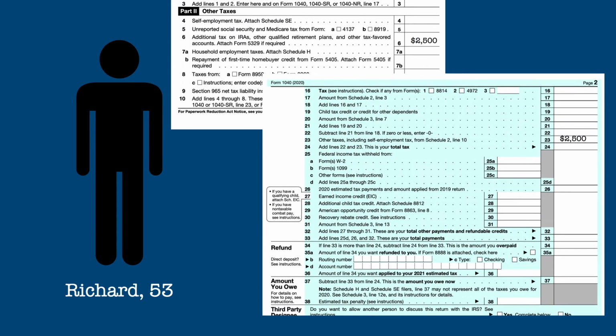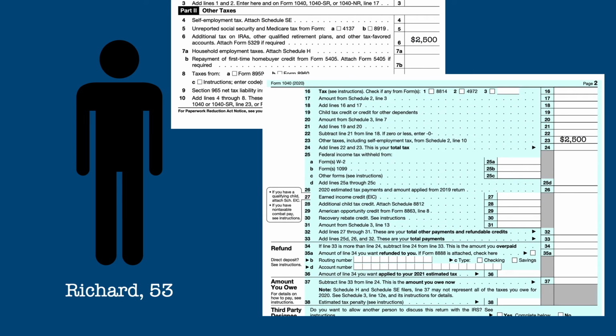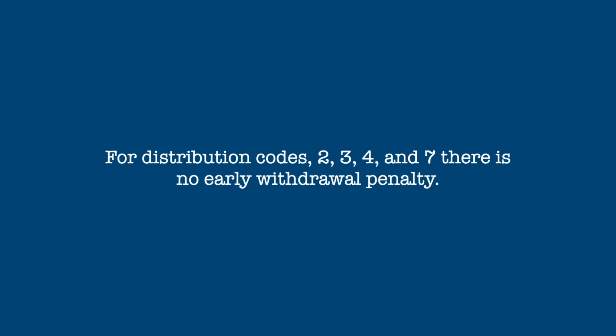The penalty is entered on line 6 of Schedule 2, which is then carried to line 17 on page 2 of Form 1040. If the distribution code on the 1099-R is 2, 3, 4, or 7, the distribution is not subject to a 10% penalty and is treated just like Tom's.